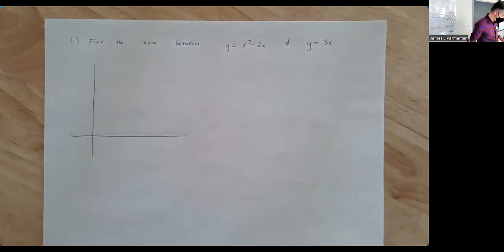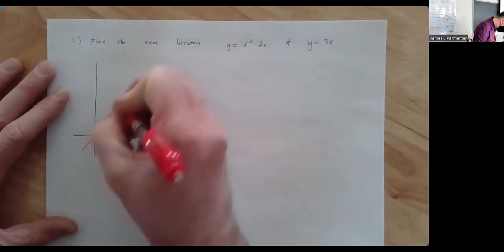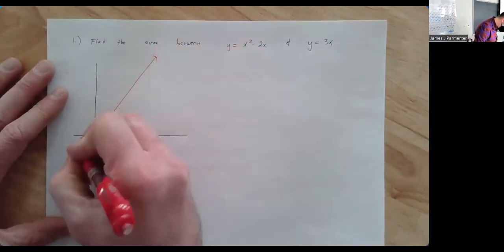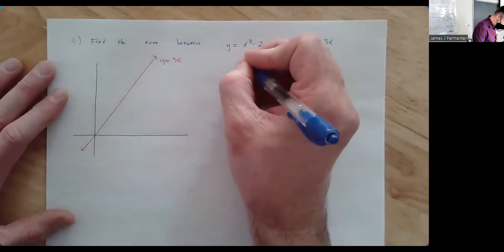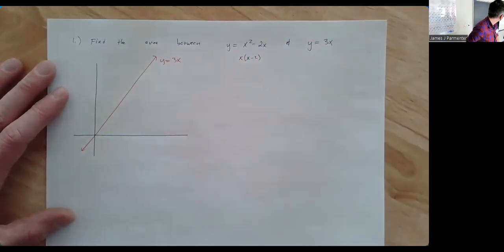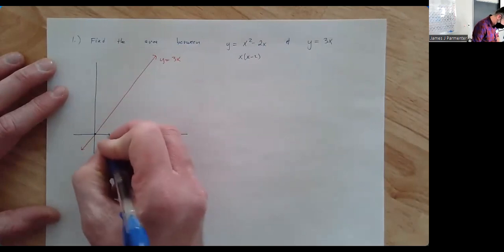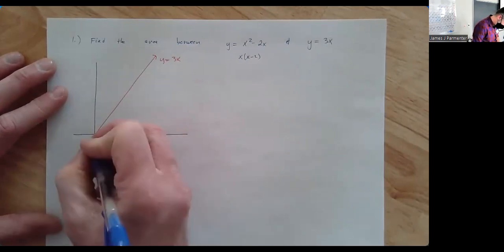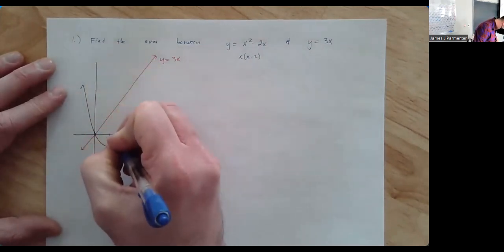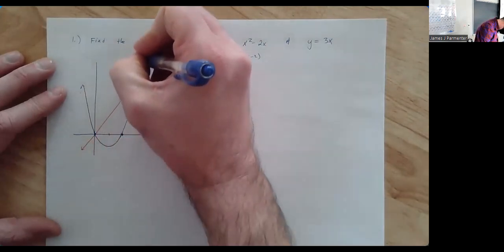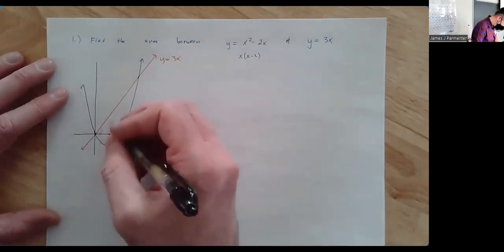So y equals 3x is a nice straight line. Draw that in red. Something like, but not exactly this. And y equals x squared minus 2x, or as I might think of it, x times x minus 2, is an upward opening parabola that has intercepts at 0 and at 2. So it's going to do something like this. We want to find this area between these graphs.